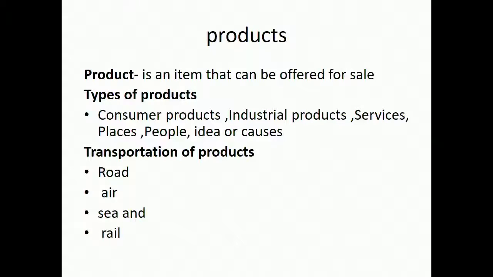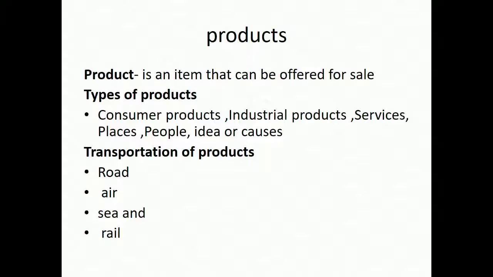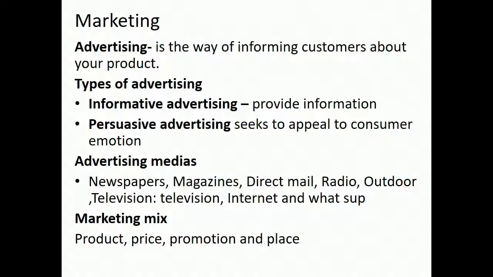Read and understand what we mean by road, air, sea, and rail as types of transportation for product in any business activity. Look at the marketing aspect. How do you communicate or let the customers know of your product, its quality, the price, and any other feature of such a product? This is done through marketing and advertising.